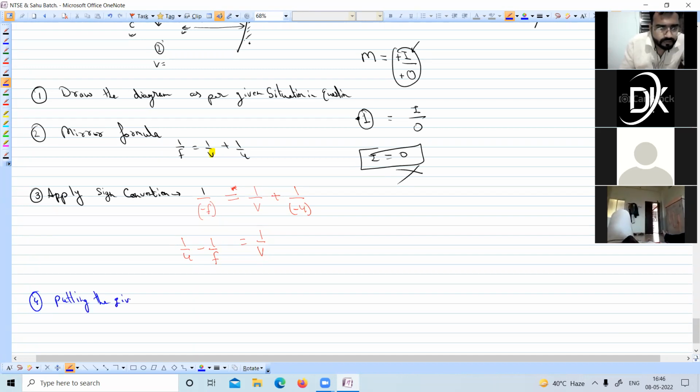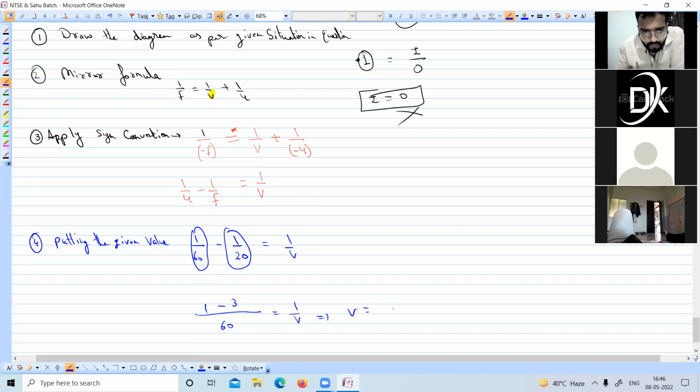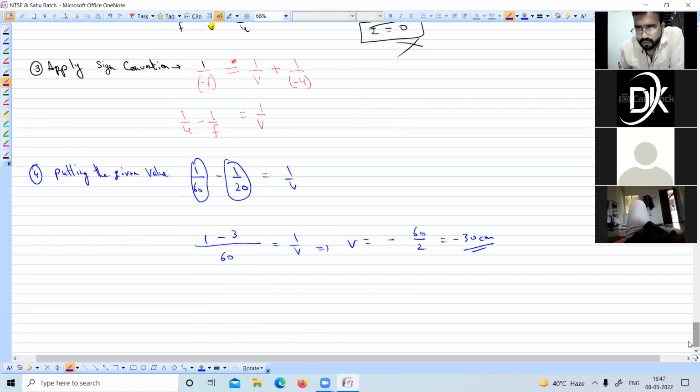Putting the given values. 1 upon, what is the value of u? 60 minus 1 upon 20. 1 upon v. You will get the answer. From here only you can see 1 upon 60 is smaller because the denominator is big, and this is greater, so the answer will come negative only. 61 minus 3, 1 upon v. So v is equal to minus of 60 upon 2, minus 30 centimeter is our answer. Is it clear?